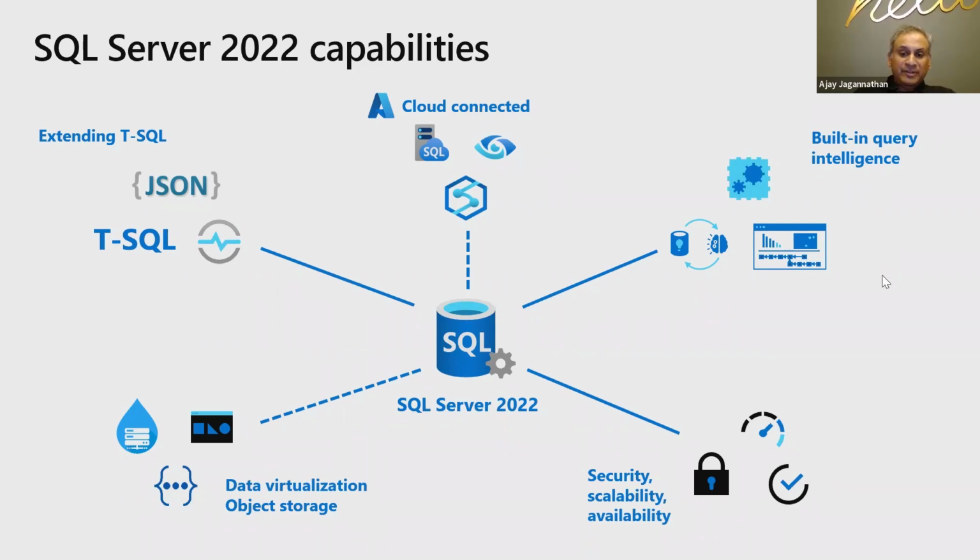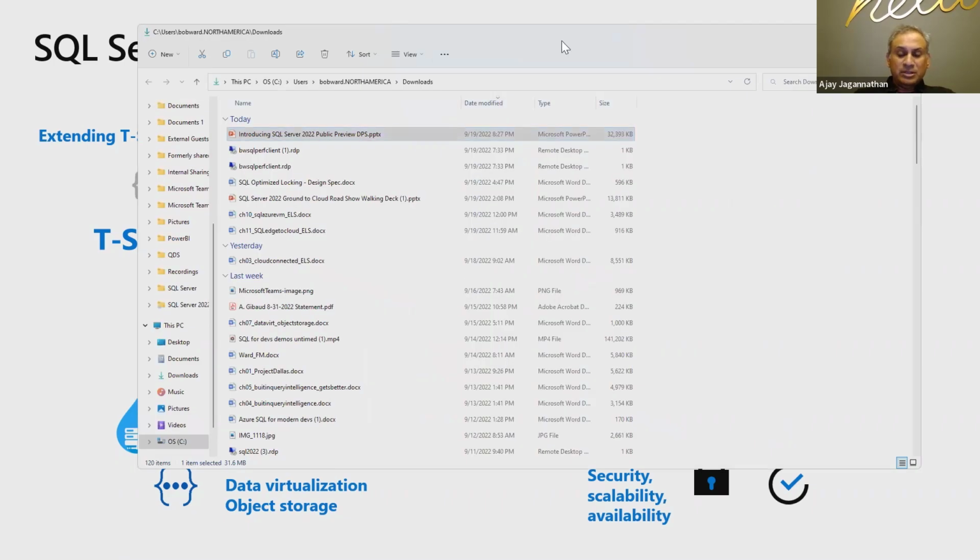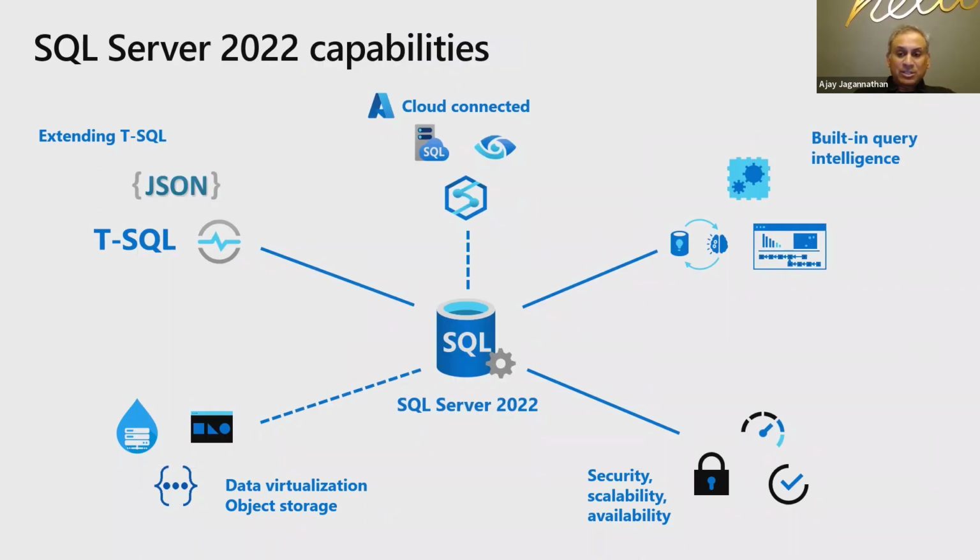The fourth category, we continue to invest in other ways for customers to access data outside the database. So we are extending the capabilities of data virtualization and also bringing something new called object storage, which you'll see shortly. And last but not least is the T-SQL surface area.